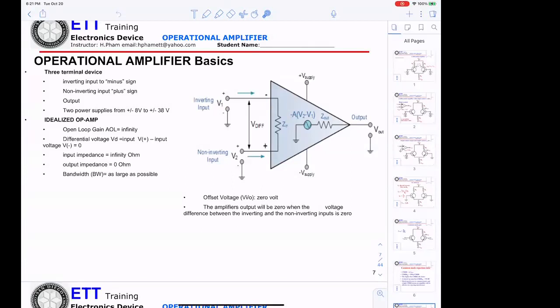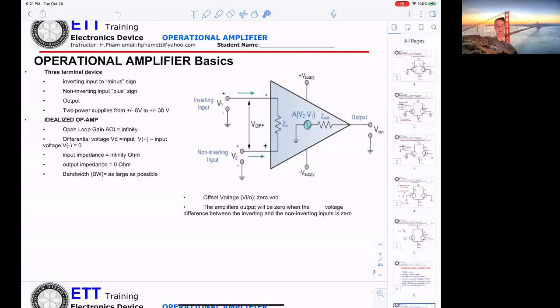That's why we have the minus 12 and the plus 12 when we're doing those bigger labs, right? Right, that is normally the power supply for an op-amp. They go from plus/minus 8 volt up to plus/minus 38 volt. If we're using 12 volt positive, you will have negative minus 12. If you want 15, negative will be minus 15.